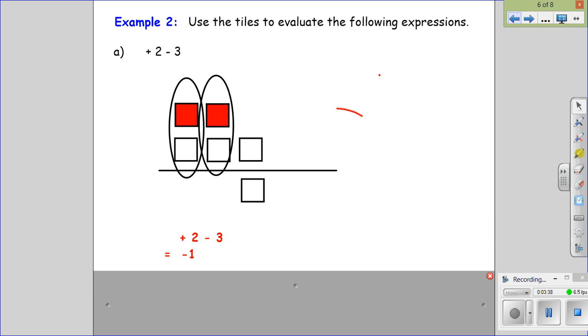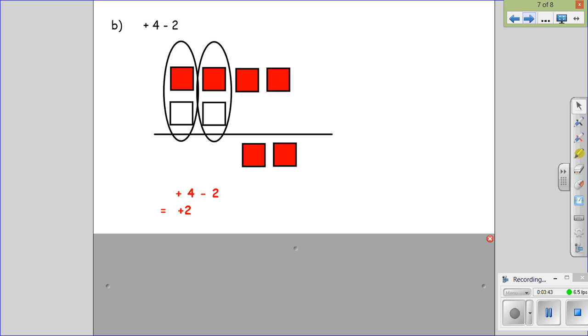Well, in the last example, the answer was negative. And in this example, the answer is positive. Pause the video, draw some pictures with tiles, and see if you can come up with a pattern before you move to the next screen.